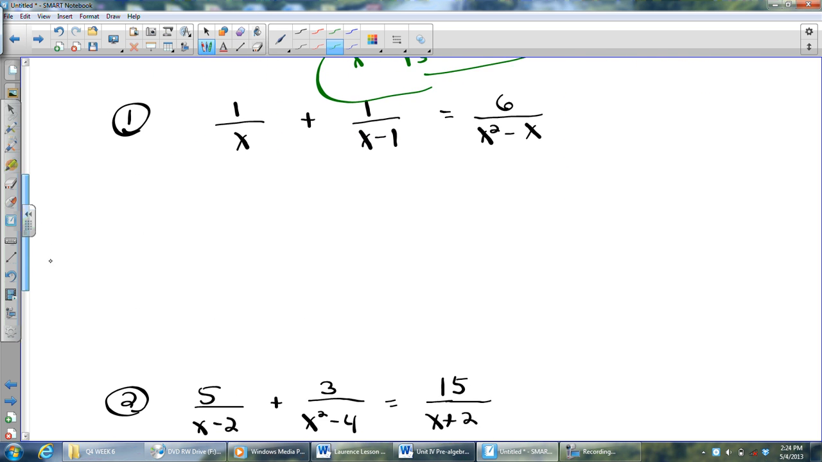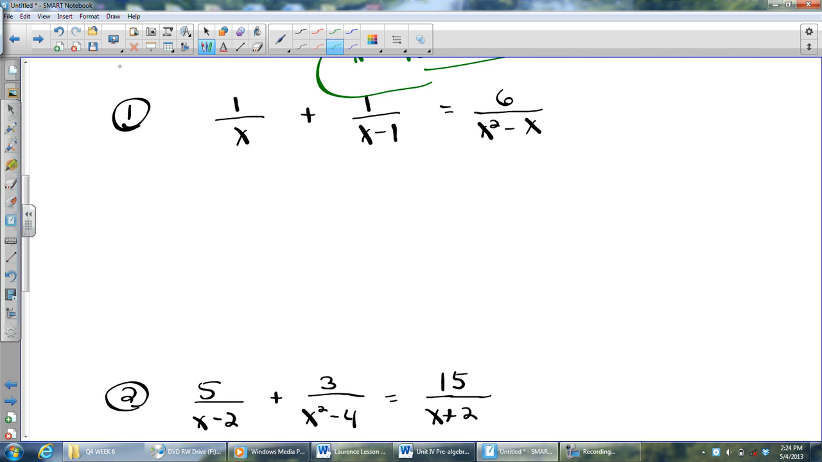Now, a problem like this is very much the same thing. The only difference is you're going to have to do a little factoring before you get your LCD. So I see that I have this x squared minus x term, and it can be factored. So I'm going to factor it by pulling out a GCF. All right. Now I'm going to look for my LCD.